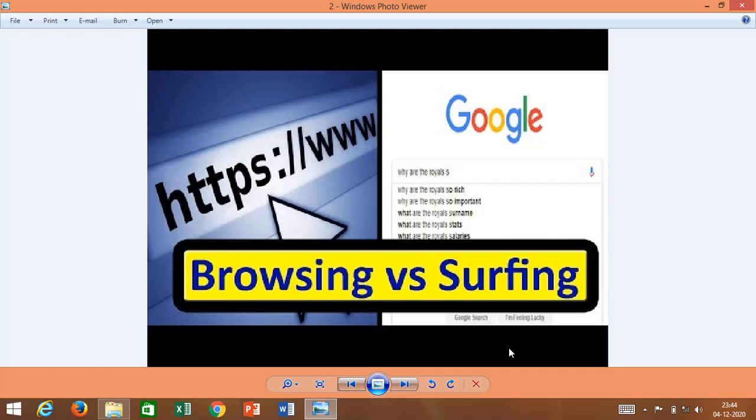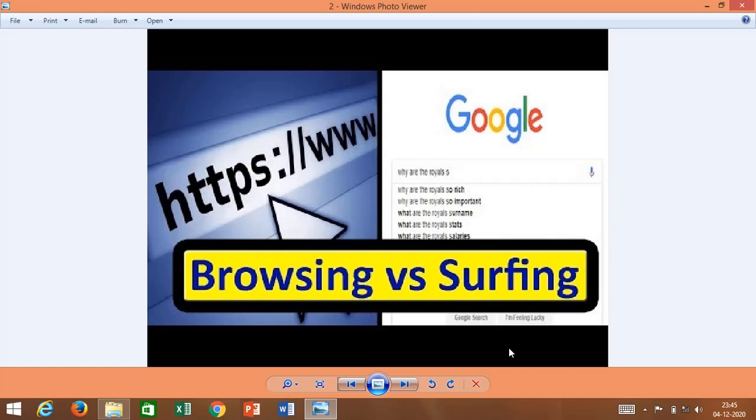Now, browsing is done through a web browser, as I said. Generally, browsing means that when we know a specific website, when we know the specific detail, we search for something specific. But in surfing, we randomly search for something. Again I am saying, in browsing we search for something specific, but in surfing, we randomly search for something related to the keyword we put.